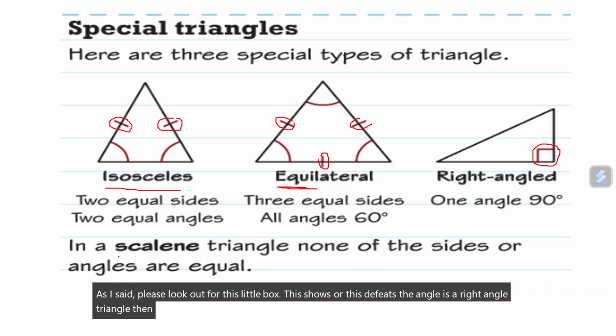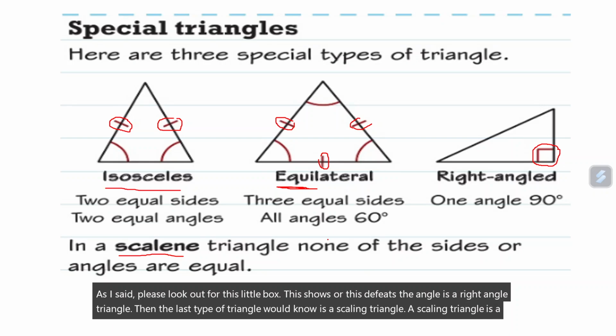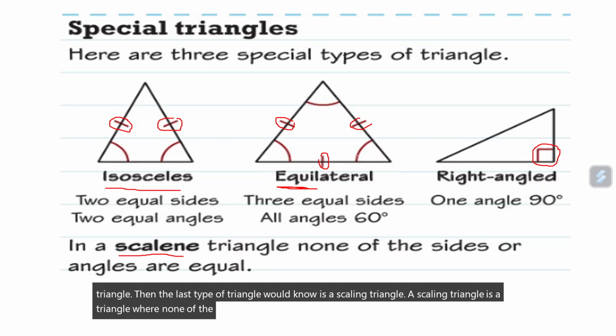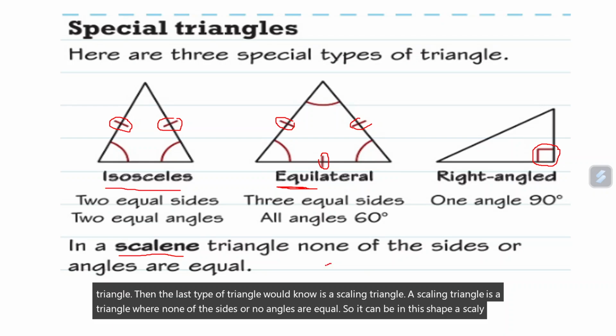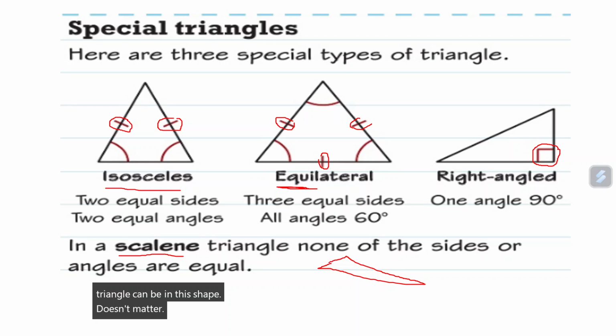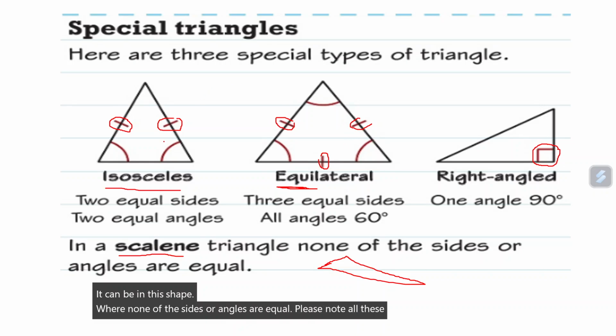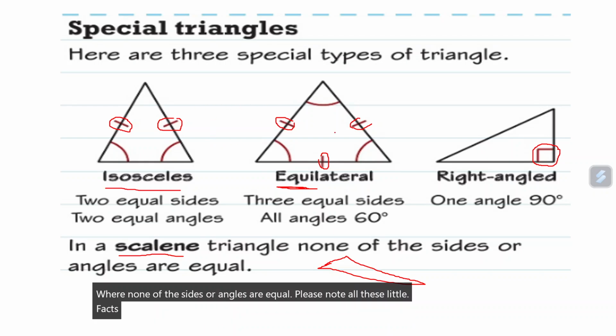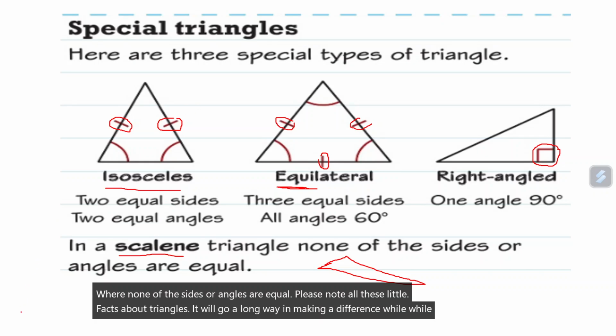Then the last type of triangle we know is a scalene triangle. A scalene triangle is a triangle where none of the sides or angles are equal. So it can be in this shape. It doesn't matter; it can be in this shape where none of the sides or angles are equal. Please note all these little facts about triangles. It will go a long way in making a difference while solving problems on angles.